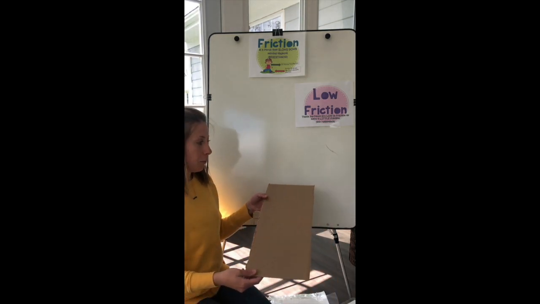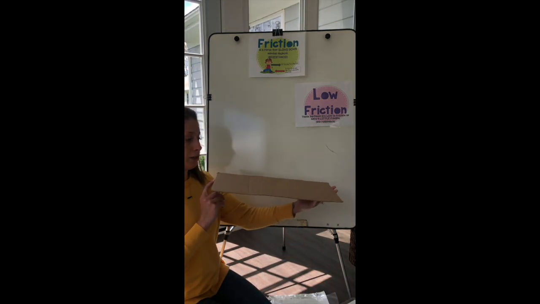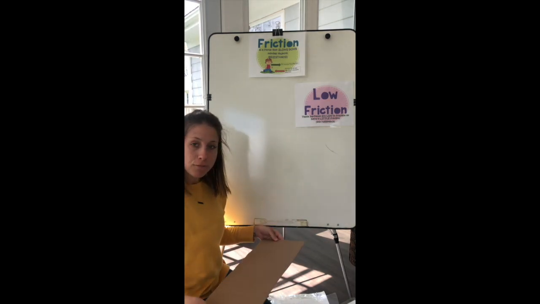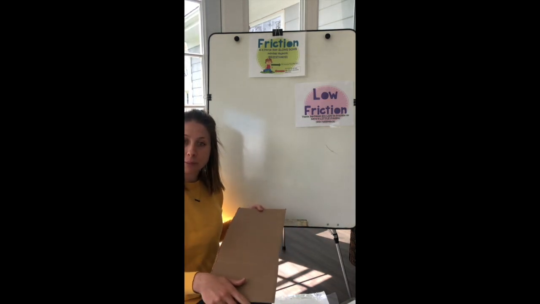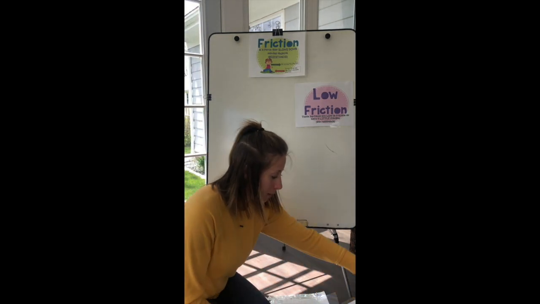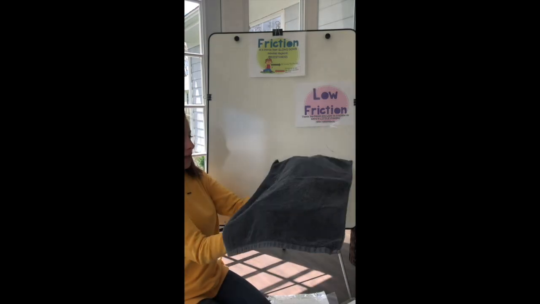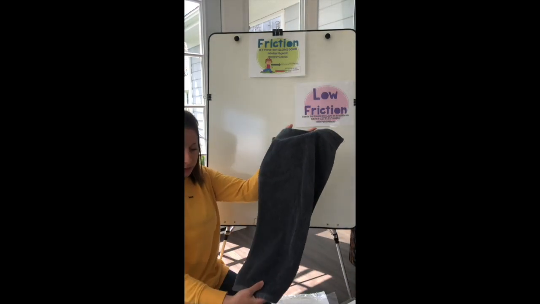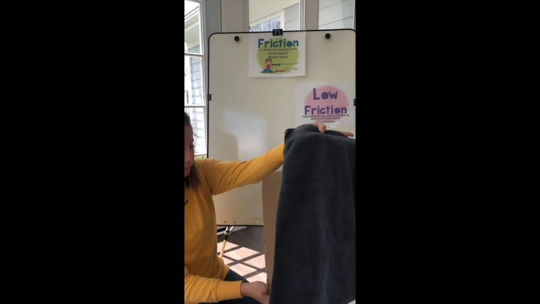So just like last week, we're going to have a ramp. I'm just using this piece of cardboard that acts like a ramp, okay? And then we have 4 different surfaces that we're going to place on top of the ramp. So the first one is a carpet. And I'm going to use a hand towel because it's just like a carpet, okay? And we'll put that on top of the ramp.